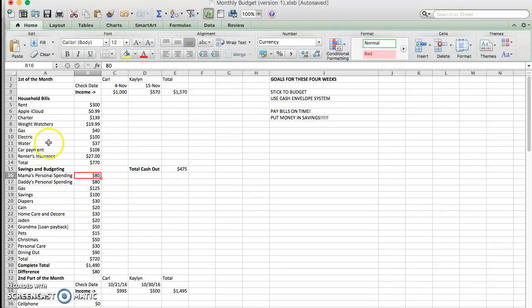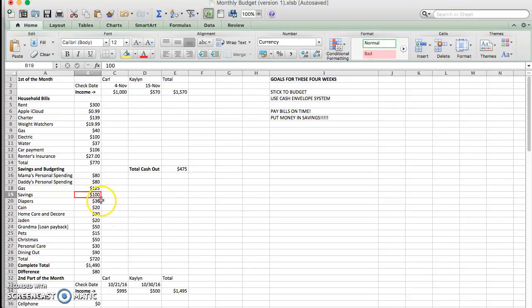So going on down here, that is our total right here for our household bills. And then here I have our savings and budgeting, which is all the money we put into savings as well as take out and put into our cash envelope system. So here I have my personal spending money, which is $80 every 2 weeks, and same for my husband's. And gas is $125 every 2 weeks. We don't use that much, but that is what I have budgeted for us.